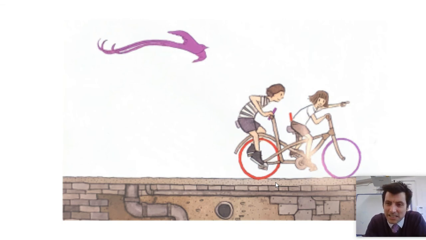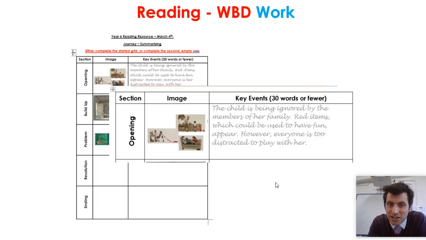Now, a bit of a secret, guys, this is the first of a trilogy. So if you enjoy this story, when we get back, we can look at the second and third elements of it. And as we go through today, what you're going to do is you're going to summarize the whole story that you've seen today. So you might want to use the images that are in this template, or you might want to draw your own to remember what had happened. And then in each section, you're going to list the key events in 30 words or fewer.